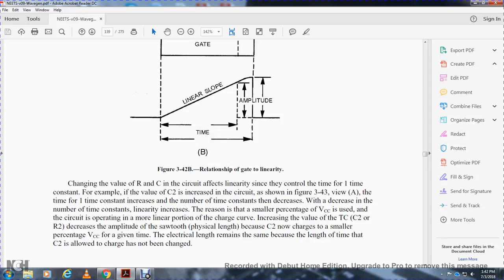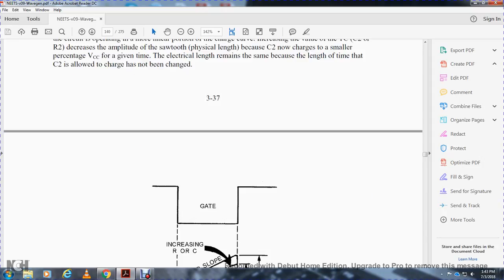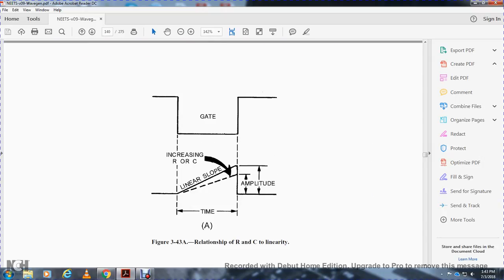For example, the effect of increasing the value of the capacitor in the circuit is shown in figure 343. With the time for one time constant increased, the number of time constants decreases, which increases linearity, because a smaller percent of the voltage is used. The circuit is operating with a more linear portion of the charge curve with the increase of the value of the time constant. Increasing the capacitor and resistor decreases the amplitude of the sawtooth, because the capacitor is now charged to a smaller percent of the voltage. The total electrical length will remain the same because the length of time that the capacitor is allowed to charge has not been changed.